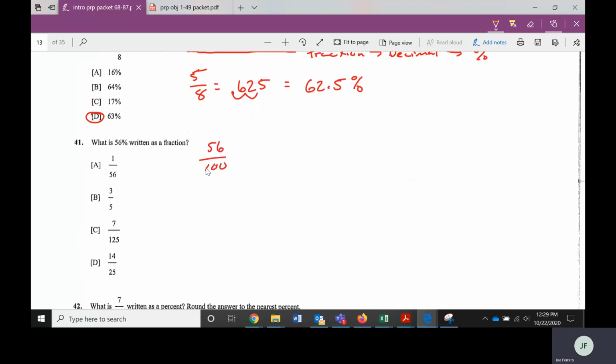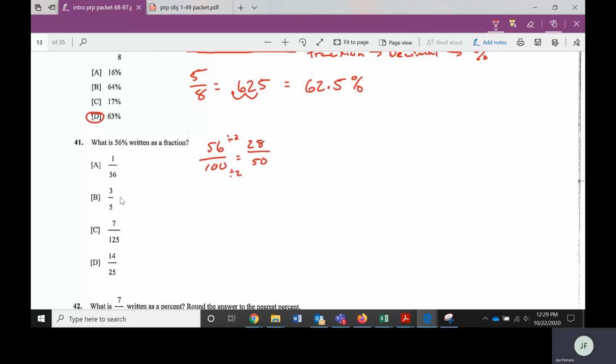Write it as a fraction. So 56% means 56 out of 100. Now, if you look at these two numbers, again, you should see that it's even. And so you should know you can for sure divide by 2. If you divide 56 by 2, that's 28. 100 divided by 2 is 50.